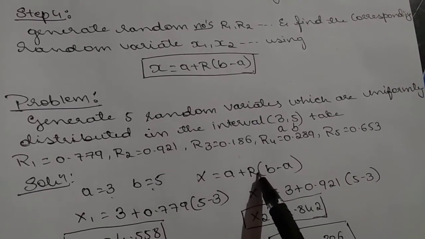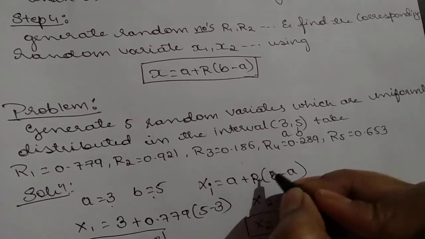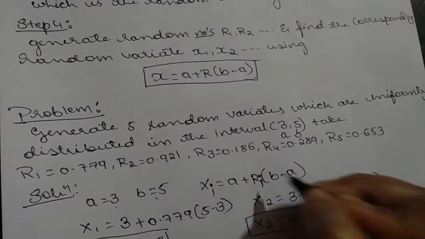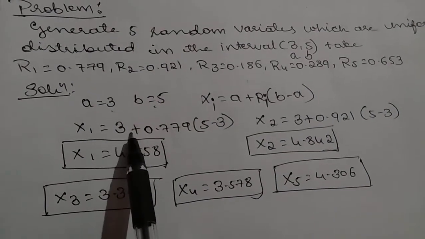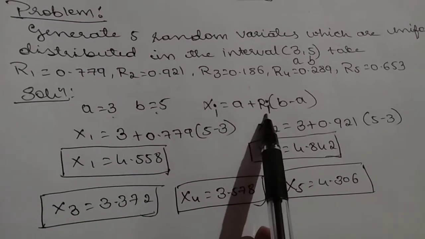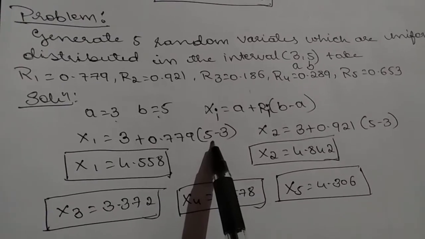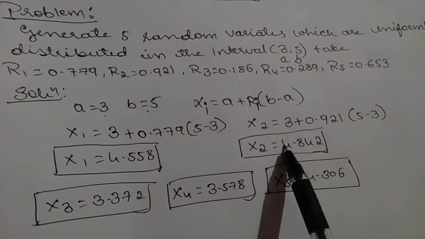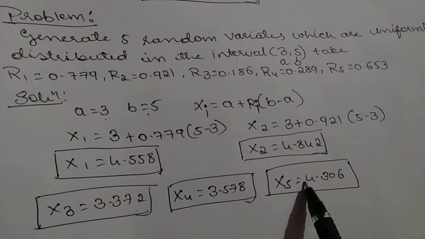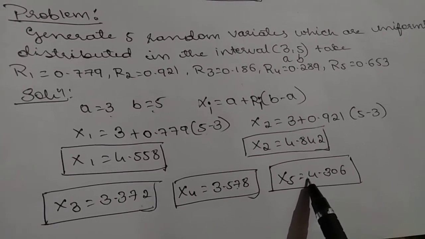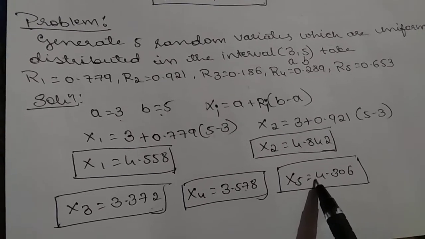By using this formula, you have to generate the random variate. That is xi is equal to a plus ri into b minus a. You have to take x1 is equal to a value 3 plus r1 value. R1 value is 0.779 into 5 minus 3. So this is x1. In the same way, x2, x3, x4 and x5. These x1 till x5 are the random variates which are uniformly distributed over the interval 3, 5.